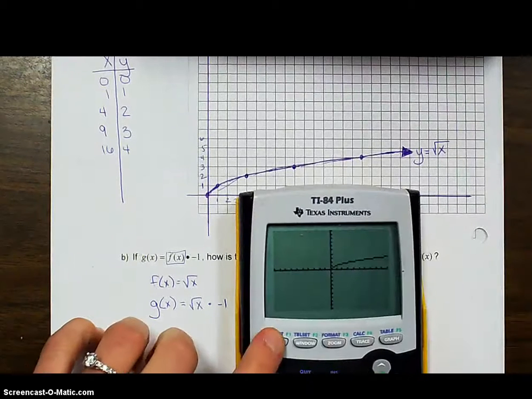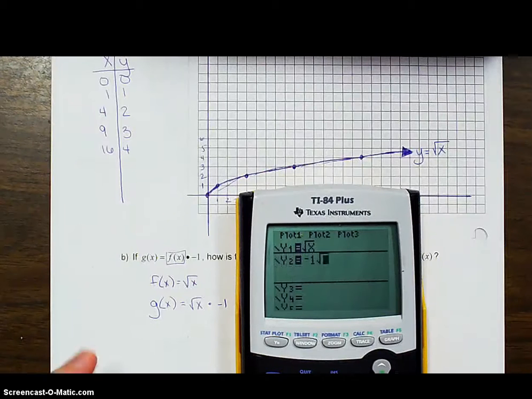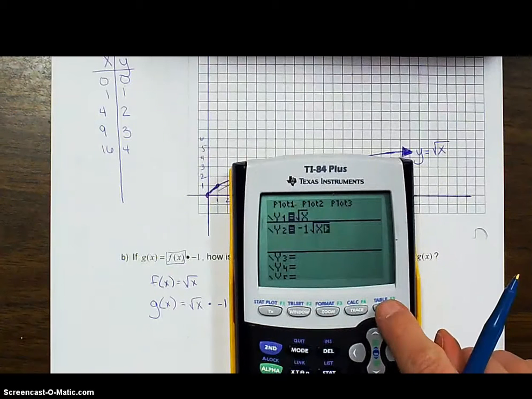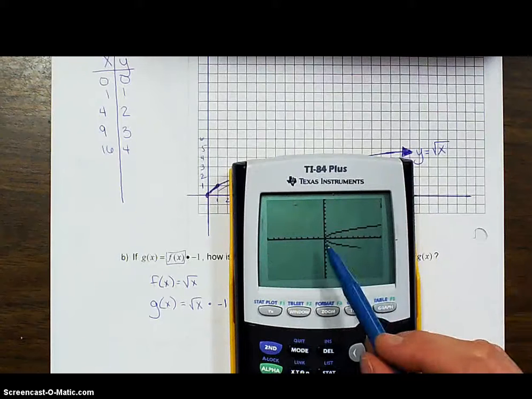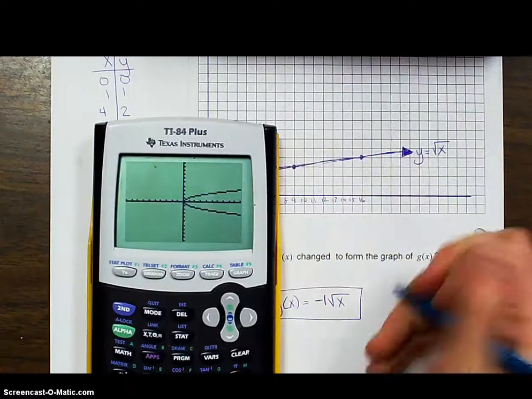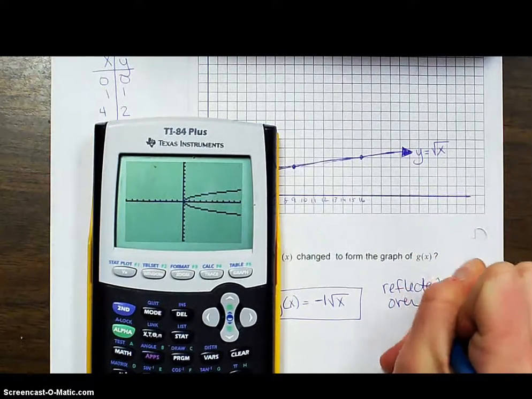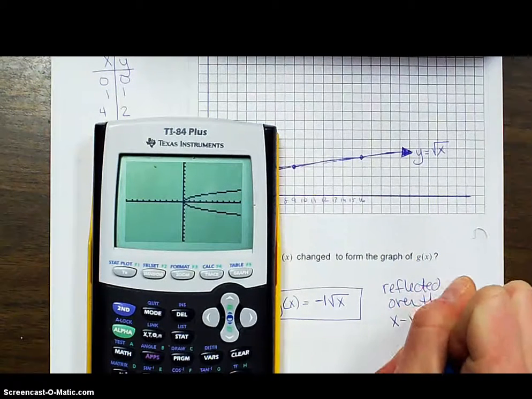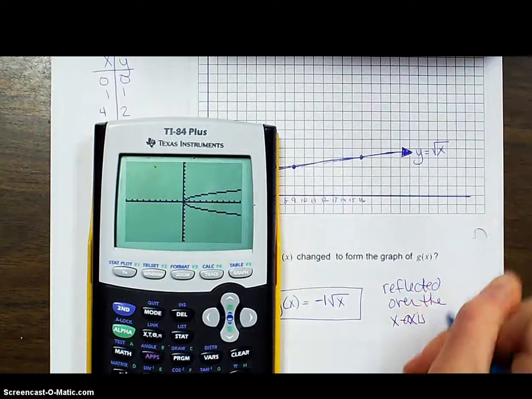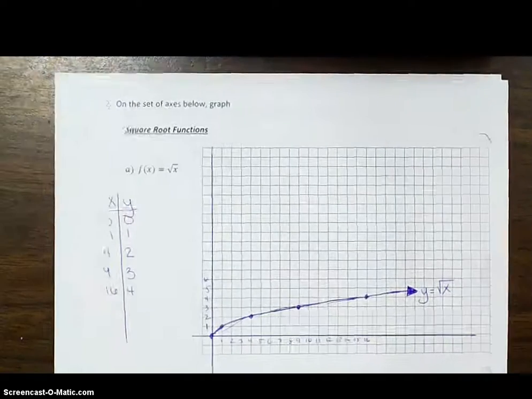So I'm going to go back to my y equals. I'm going to keep the square root of x in the first one, and then I'm going to put negative 1 square root of x for my second one. All right, and then I'm going to hit graph. It's going to graph the first one first. Here's my second one. So what did it do? Well, it looks like it reflected over the x-axis. All right, so ladies and gentlemen, that is your square root functions.